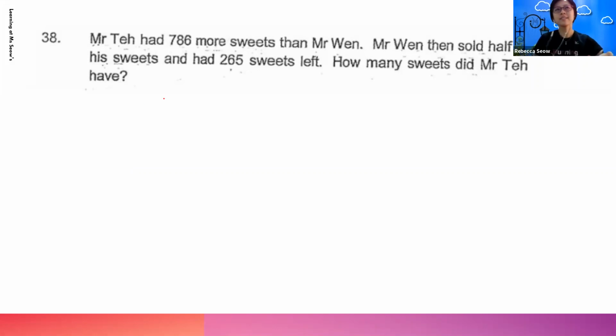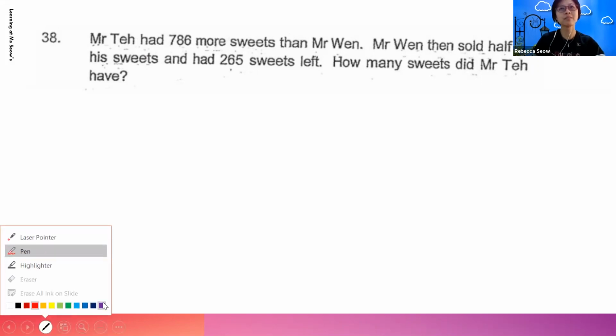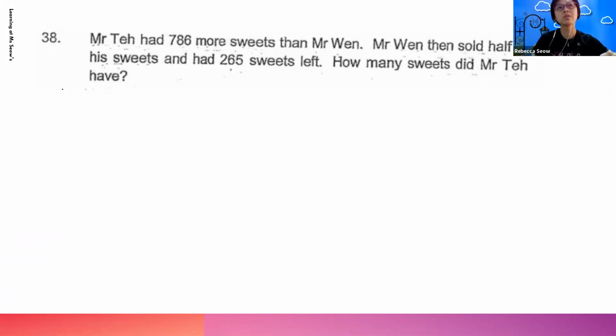All right, let's take a look at this question. This question mentions in the first sentence that Mr. Tay had 786 more sweets than Mr. Wen. So what we can do is start off by drawing a model. We have Mr. Tay here and Mr. Wen. If Mr. Tay has 786 more sweets, and I draw a bar, it will be longer than Mr. Wen's by 786. So it will look something like that.